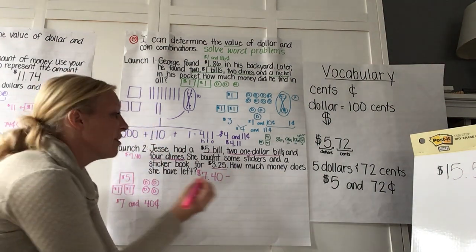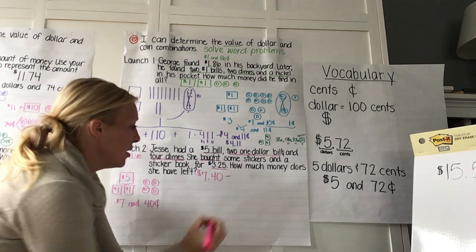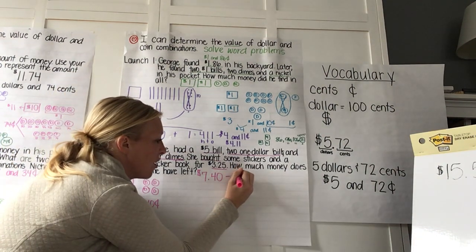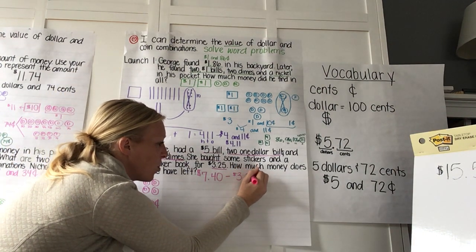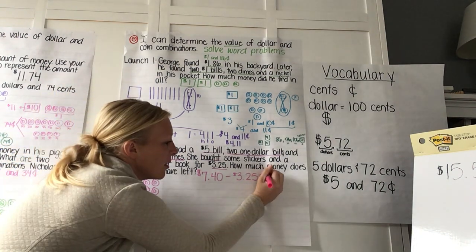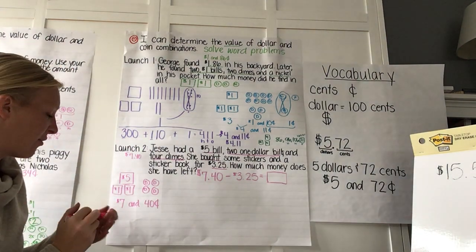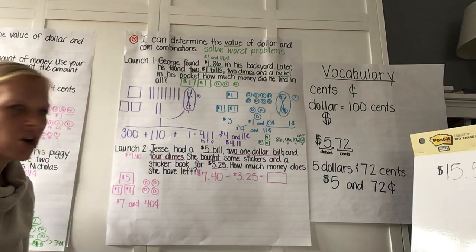We're subtracting because she bought them. She spent that money, right? She spent $3.25. And what are we trying to find out? How much money does she have left? Oh, so how will we go about solving that?